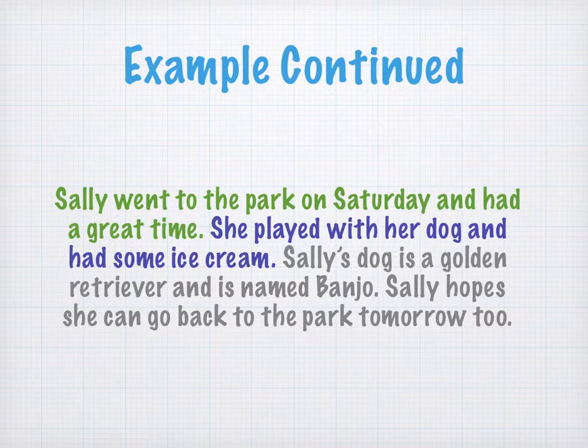Now, the rest of the details in this paragraph are not key details because they have extra information that does not support the main idea. Sally's dog being a golden retriever and his name being Banjo does not tell me about how when she went to the park she had a good time, so it wouldn't be a key detail.